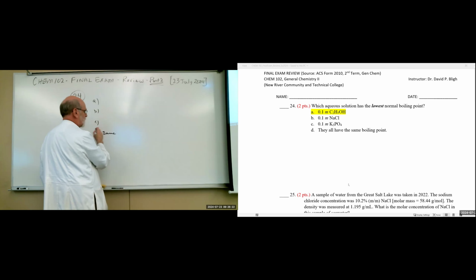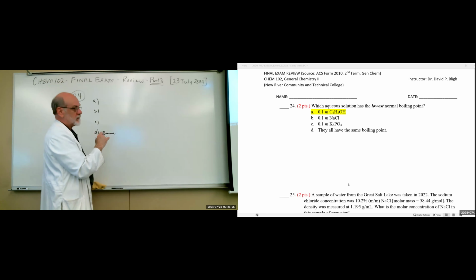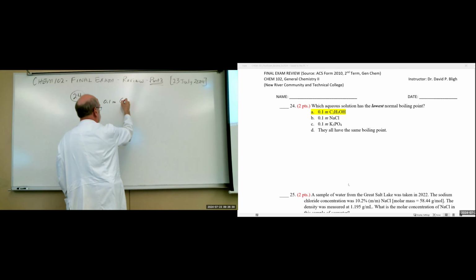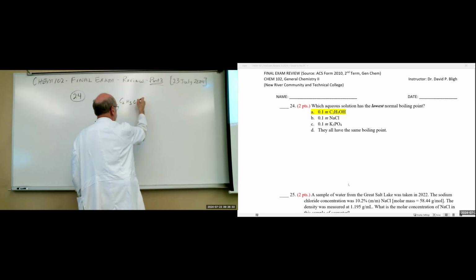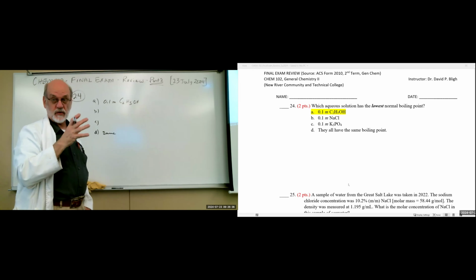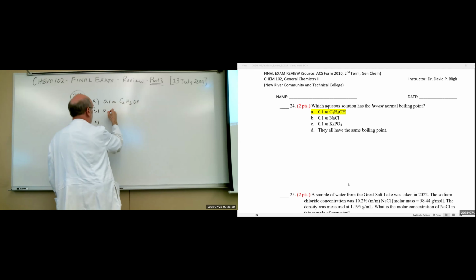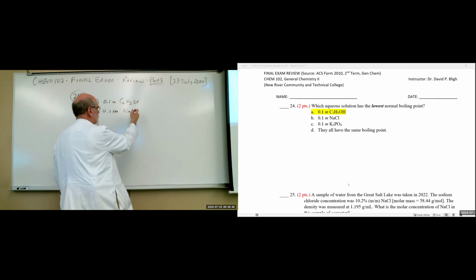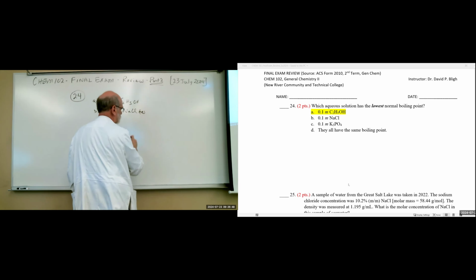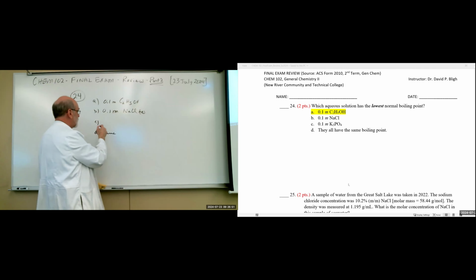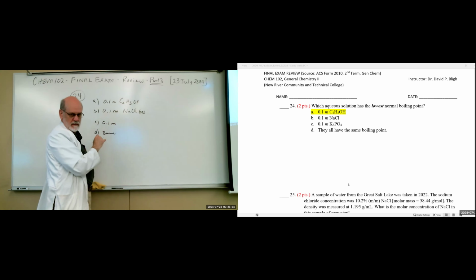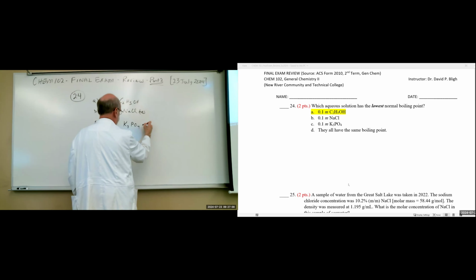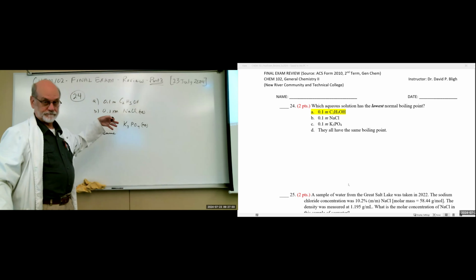Okay. So the first one is 0.1 molal C2H5OH. That's ethanol, the drinking kind. 0.1 molal sodium chloride. And I assume that this is an aqueous solution, right? It would have to be to make sense. And then 0.1 molal potassium phosphate, right? These are all soluble, right?